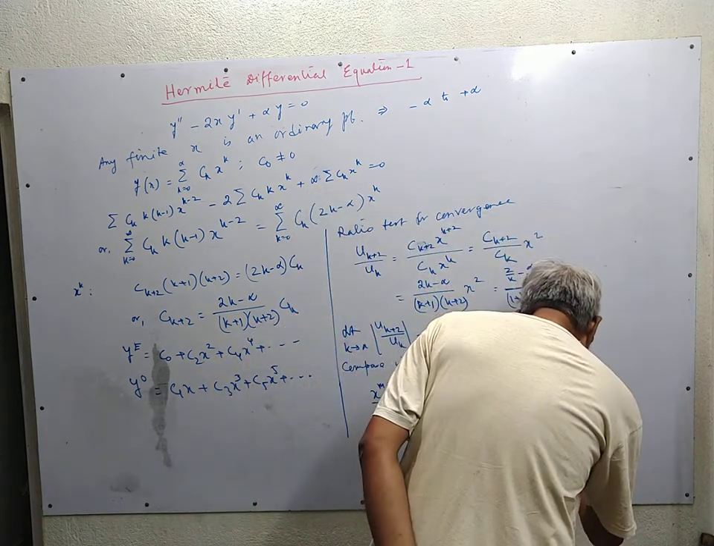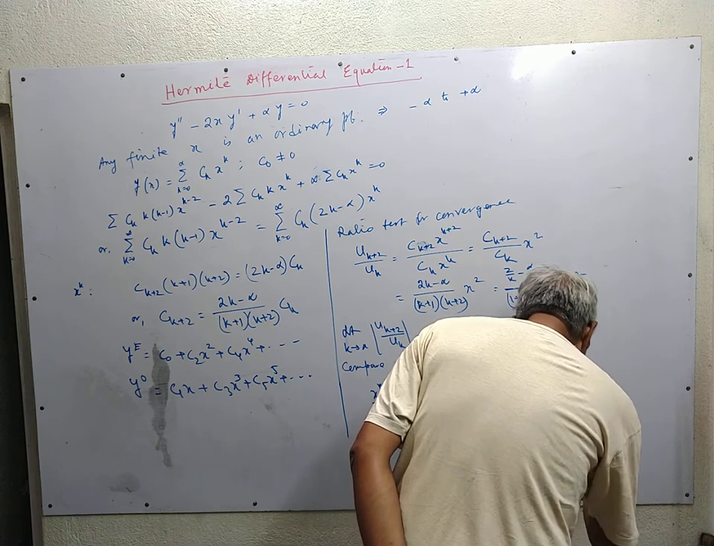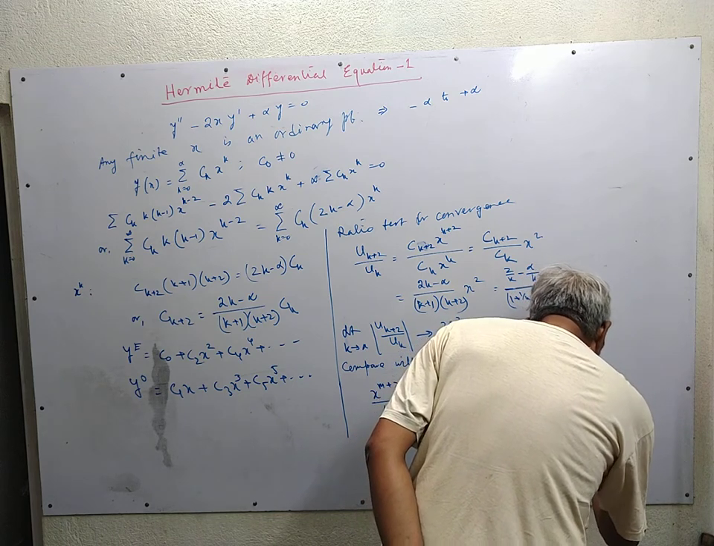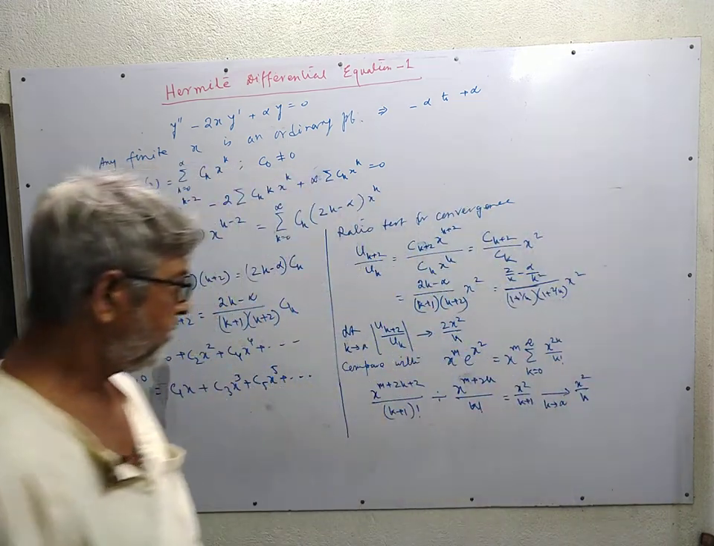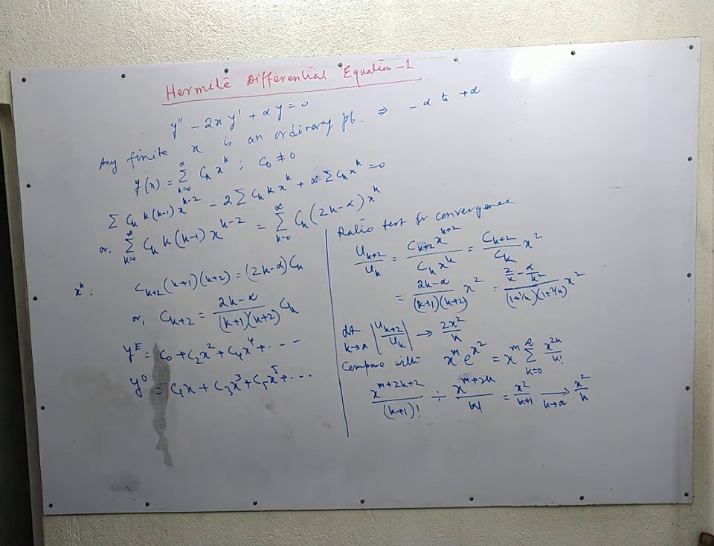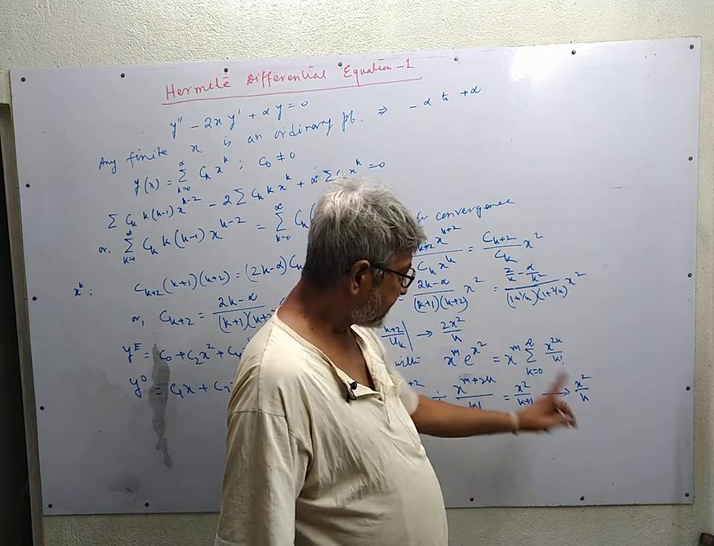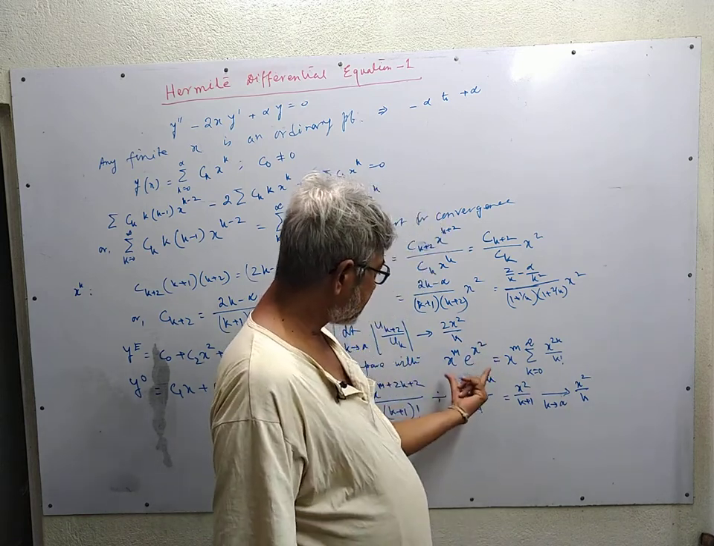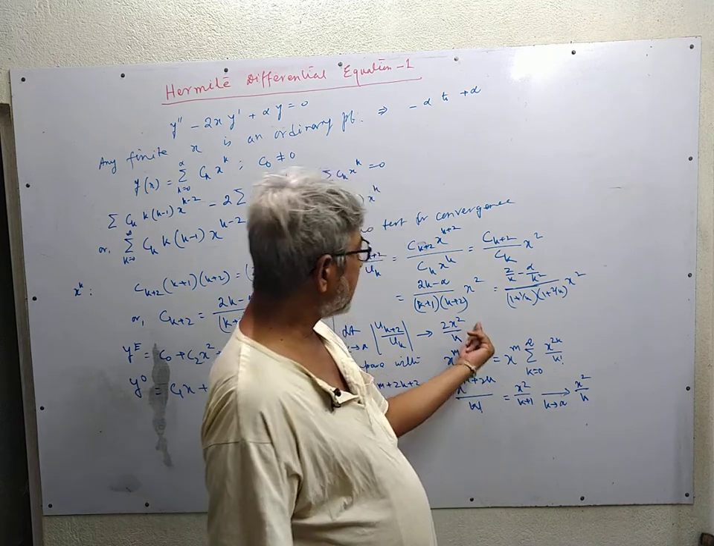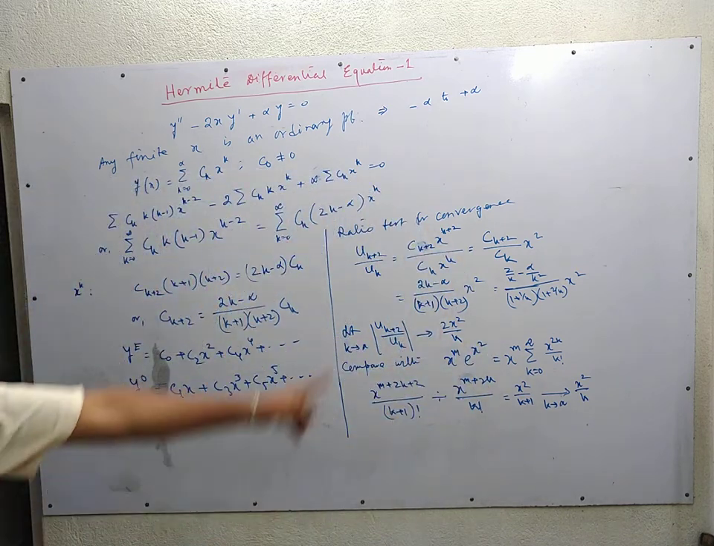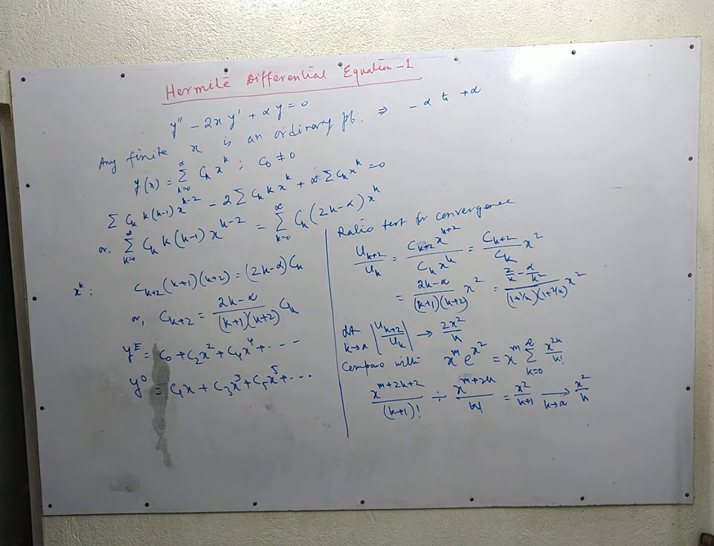As k tends to infinity, this variation is x square by k. So we know that the convergence or divergence of an infinite series cannot be altered by multiplying it by any finite number. So if we multiply it by 2, it matches with this variation. Since this function has asymptotic divergence, the infinite series solution of Hermite differential equation also has asymptotic divergence.